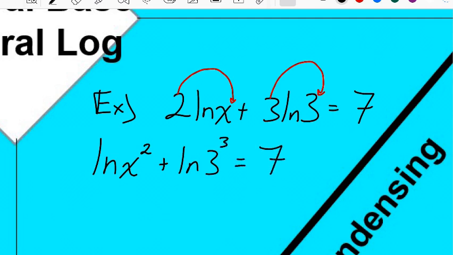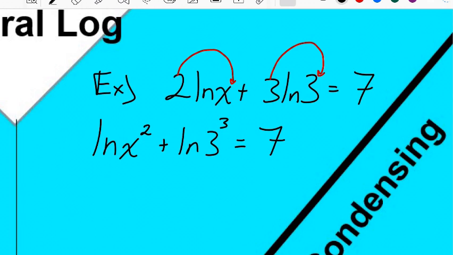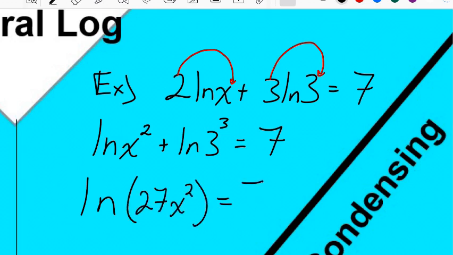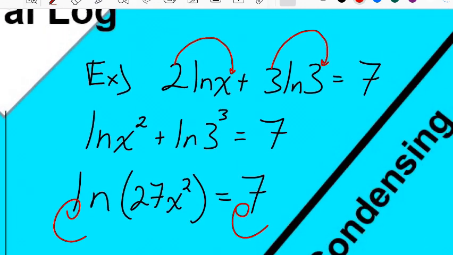Now, once I get that first step taken care of, I can get ready to actually condense, and when there's a plus sign, remember that you condense by multiplying. So you're basically going to multiply your x squared and your 3 to the third. Of course, 3 to the third is really 27, and I'll multiply that by x squared. It's been condensed. It's a single ln. And now we can base it. We can base it with an e. So we're going to end up with e to the 7th.